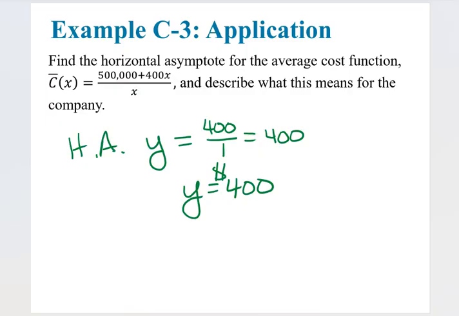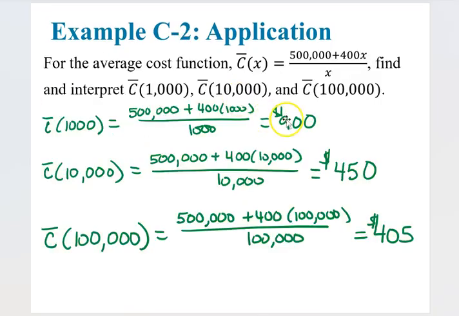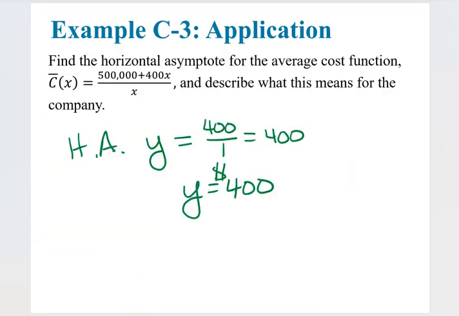So I can get it really, really close to $400 if I build a lot of wheelchairs every single month. But I can never actually hit $400. So my wheelchair cost will approach $400 as more and more wheelchairs are produced. And as you can see, we saw that in the last slide, right? We started at 900 and then we made more. We got it down to 450 and then we made more. We got to 405. So if we made more, we could get it even closer to 400, but we're never actually going to be 400 because we have that horizontal asymptote there. So that's a great way that you can see the use of rational functions when we talk about business applications.